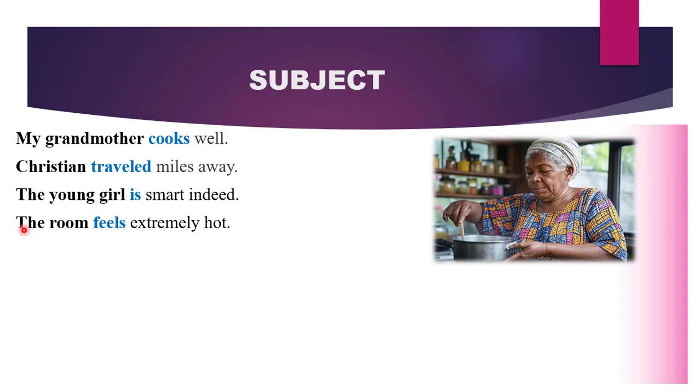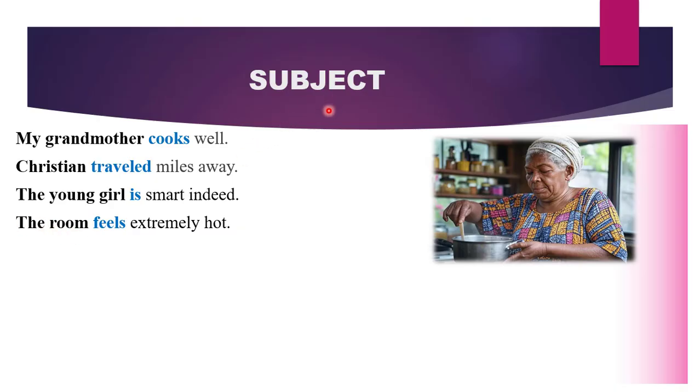Another one. The room feels extremely hot. Is someone performing an action in the sentence? No. So it means that sometimes the subject is not even a human being. It can be an inanimate object. So, in this sentence, the room is our subject because the predicate feels extremely hot is about the room. What feels extremely hot? The room. It means we are talking about the room. Therefore, it is our subject.